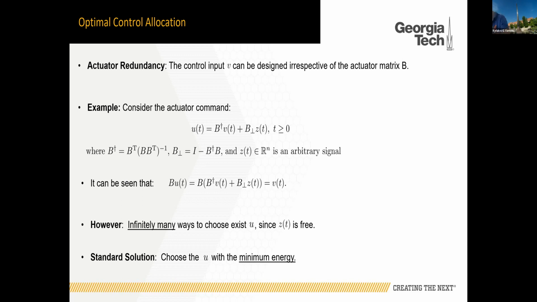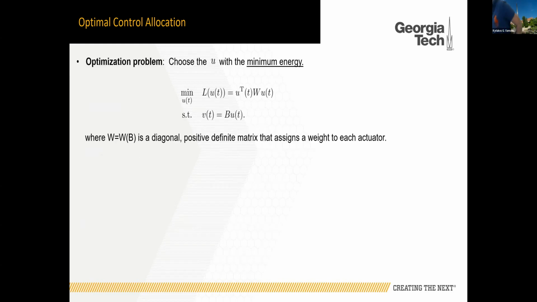But I want to take out these infinitely many ways, and I want to choose the U with the minimum energy. Again, I have actuators and control inputs, but infinitely many ways exist to choose this U. So the first thing that comes to my mind, and probably to controls people's minds, is to choose this U with minimum energy. So what will I do? Quadratic, right?